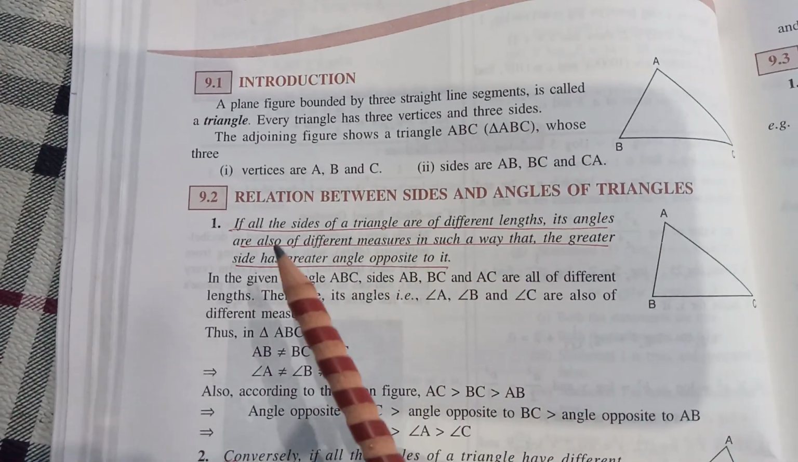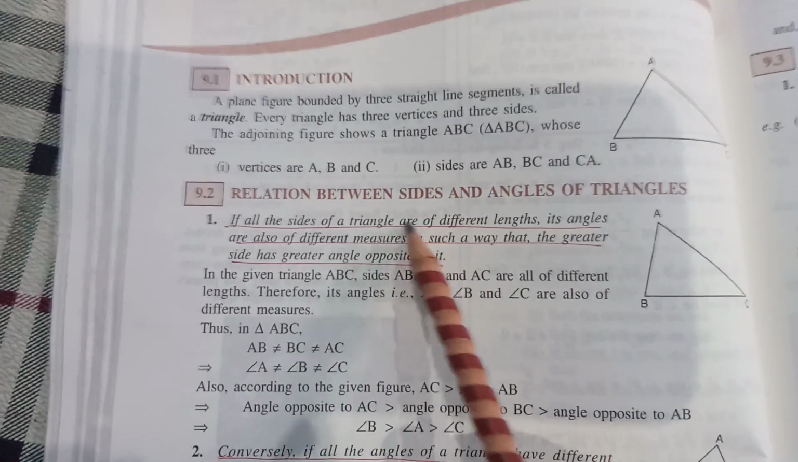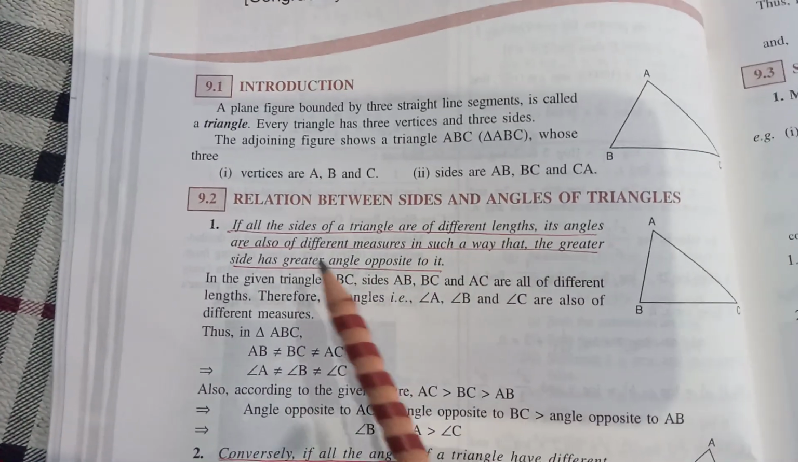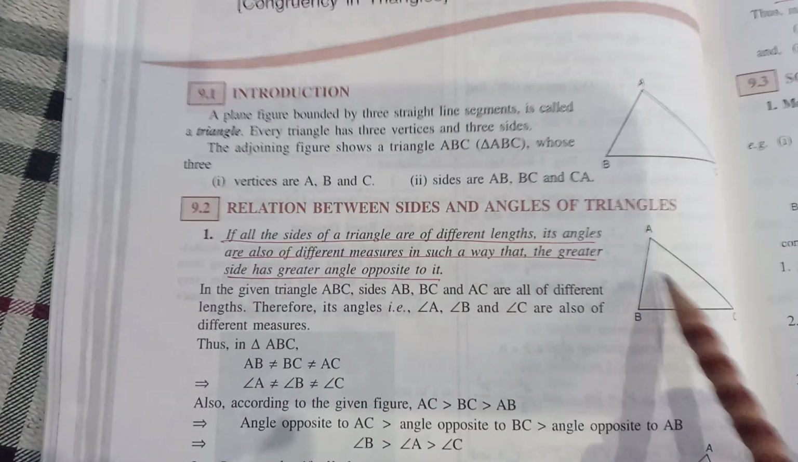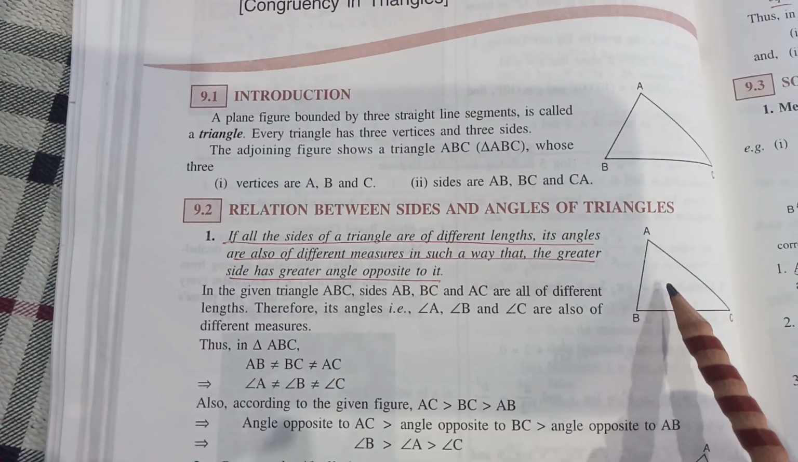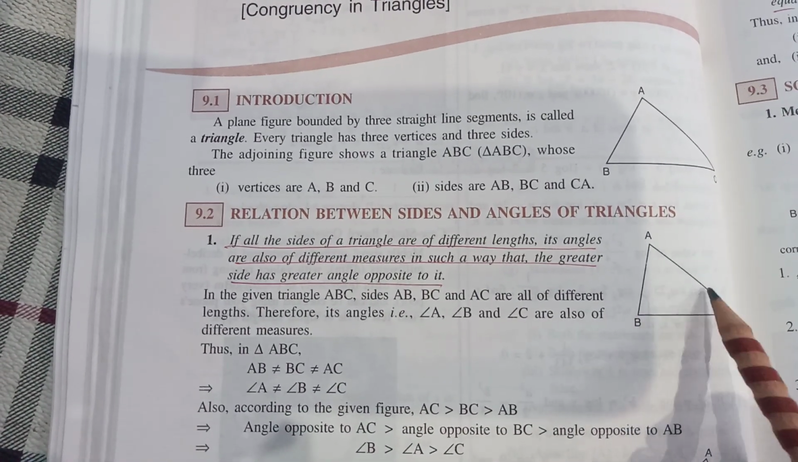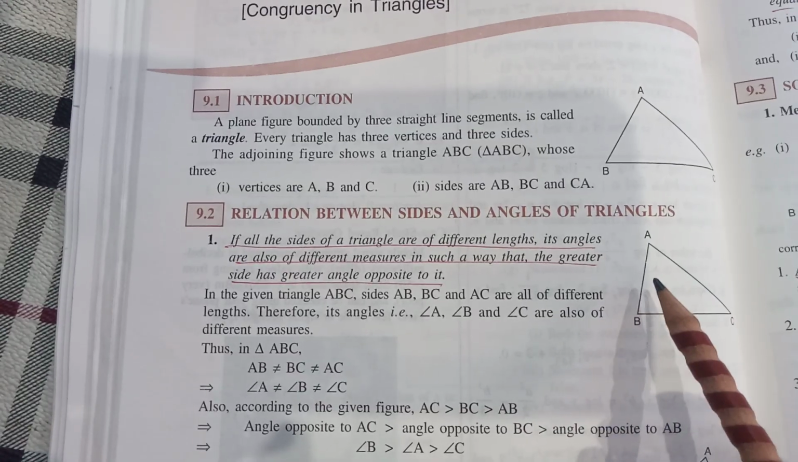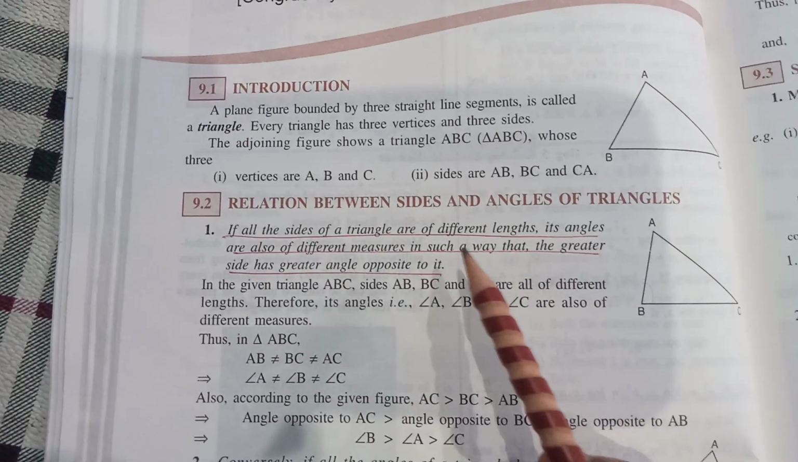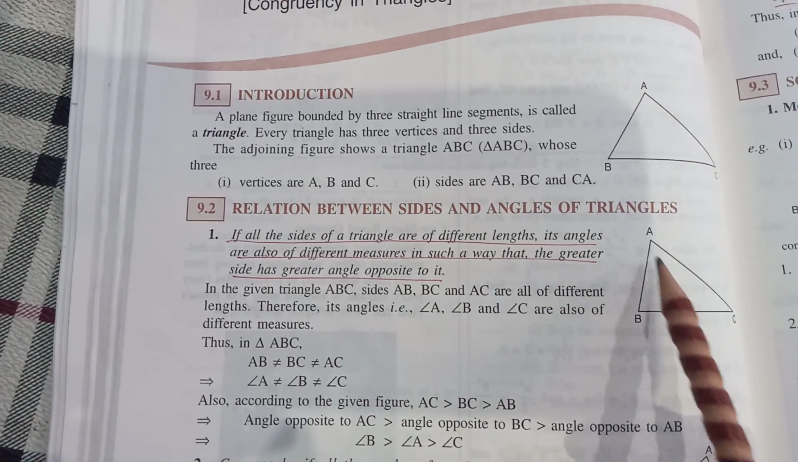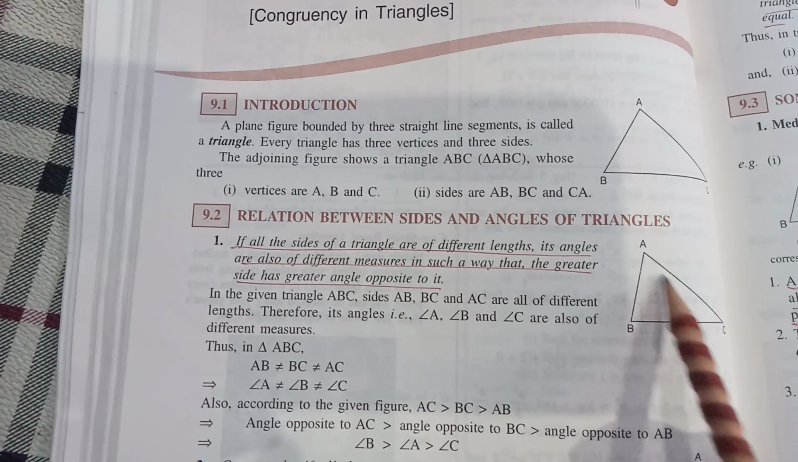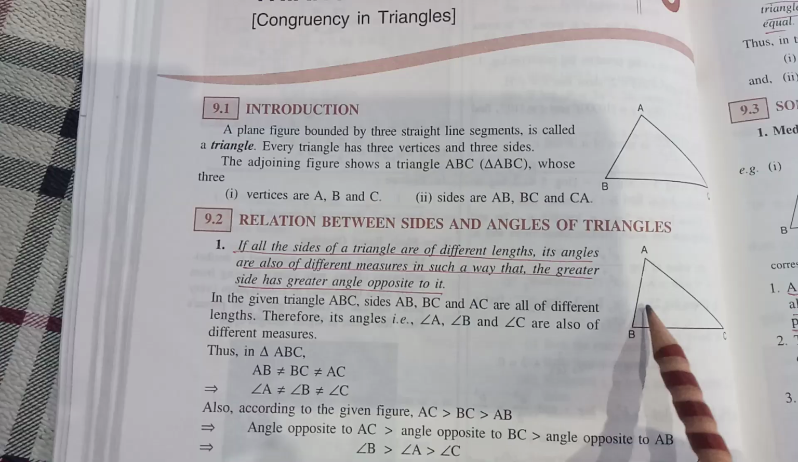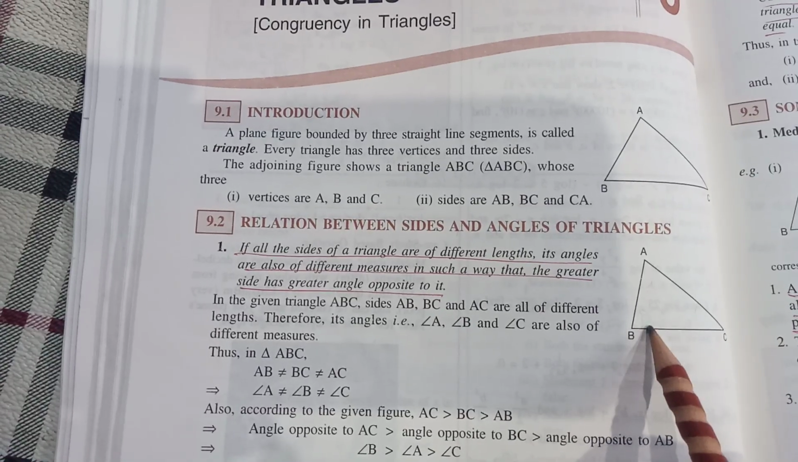Now the first thing is, if all sides of a triangle are of different lengths, its angles are also of different measures. If all sides of a triangle are of different lengths, then the measurement of all these angles is also going to be different, in such a way that the greater side, the side which is the greatest one, has greater angle opposite to it.